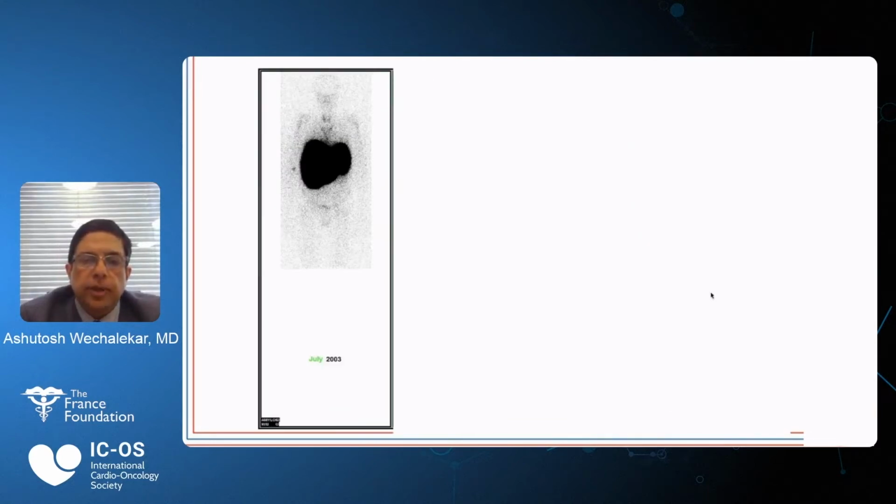So this was a different patient. Again, you can see quite a lot of amyloid in the liver. You can also see a hint of uptake in his bones. Next slide, please.